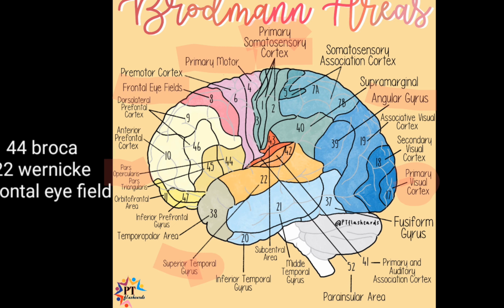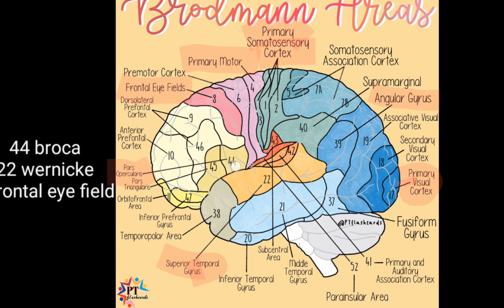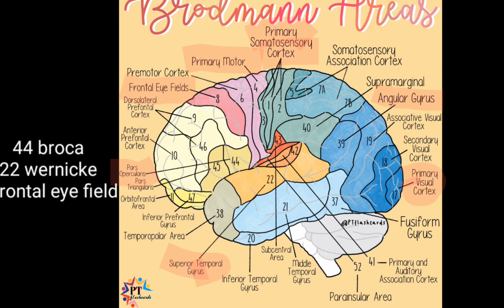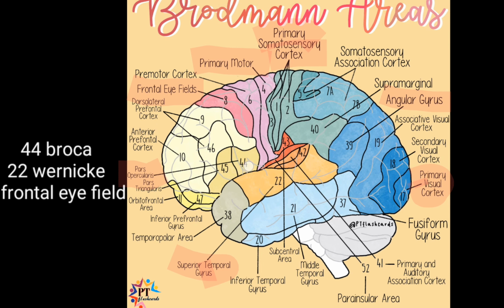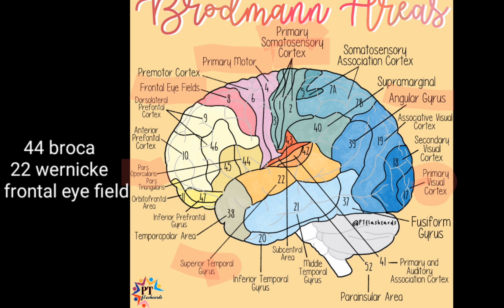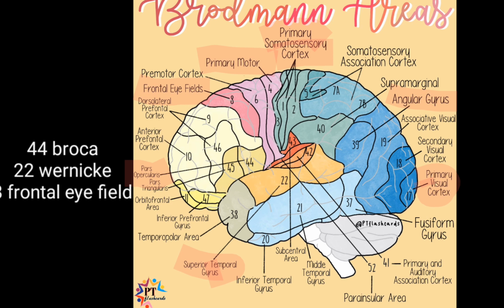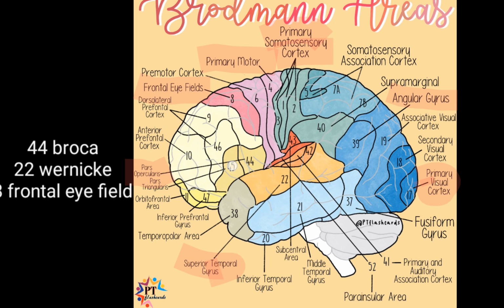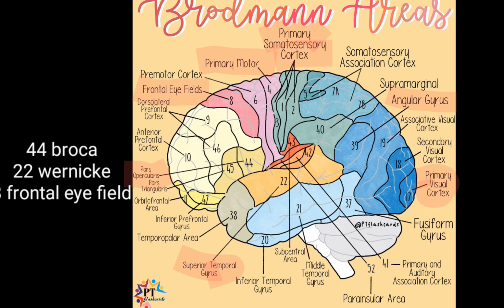Then 44 and 45 are in the inferior frontal gyrus. F for frontal, F for 44. It is linked with Broca's area or motor speech area, and injury to this part will result in aphasia. What type of aphasia? Non-fluent aphasia, meaning the person is able to understand but not able to speak. The motor activity is not present there.